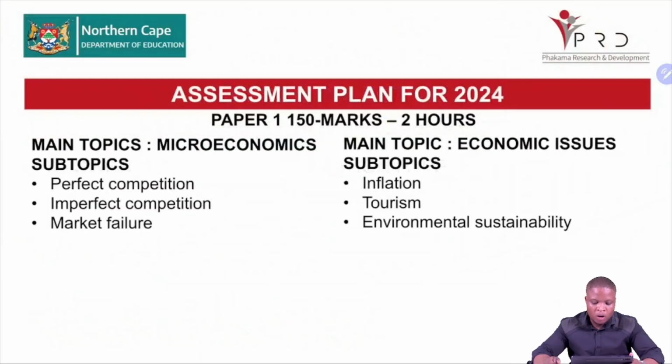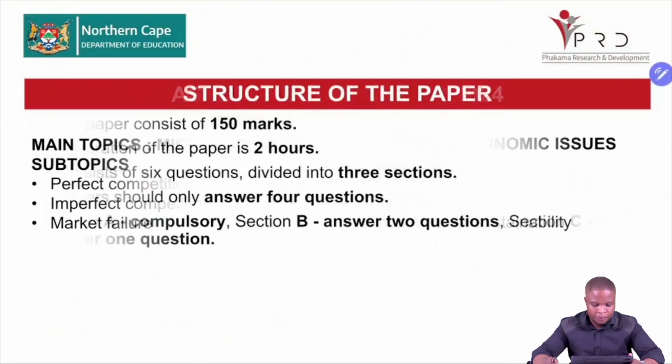Right, so grade 12, our assessment plan looks like this. For your paper 2, you have two main topics: microeconomics and the economic issues. These are the subtopics that we have. For microeconomics, we have perfect competition, imperfect competition, and market failure. For your economic issues, you have inflation, tourism, and environmental sustainability. So in total, you have six subtopics from the two main topics.